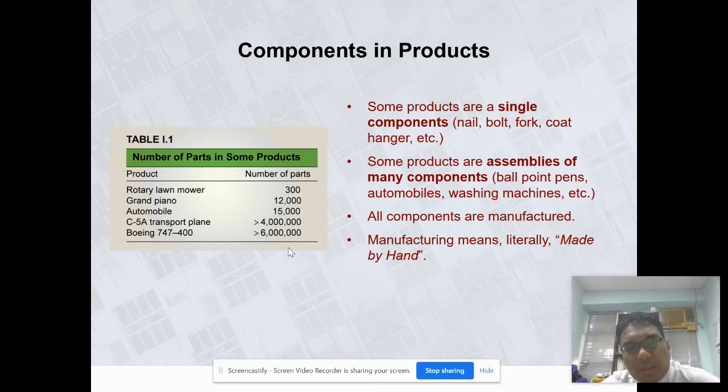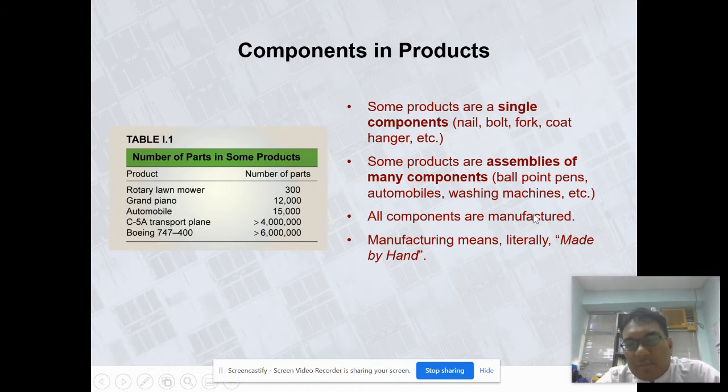So all of these products, as we explained before, involve different manufacturing processes, and maybe you are in charge of some specific parts. So as an engineer, you need to learn how to make the production of the product possible. Some products are single components like nails, bolts, and hangers, and some products are assemblies of many components, as in the table here.